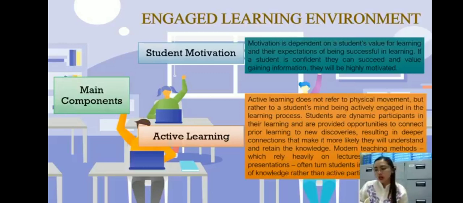There are two main components of the engaged learning environment. We have student motivation and active learning. Motivation is dependent on the student's value for learning and their expectations of being successful in learning. If a student is confident they can succeed and value gaining information, they will be highly motivated. But just like us, if we believe that we cannot do this, then our motivation becomes less. But if we believe we can do this, the more we become motivated to perform a task. And student motivation greatly affects their learning.